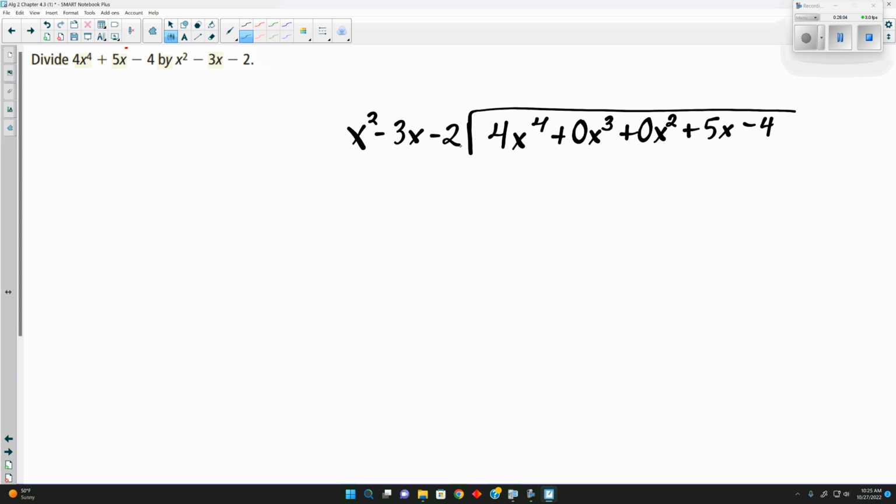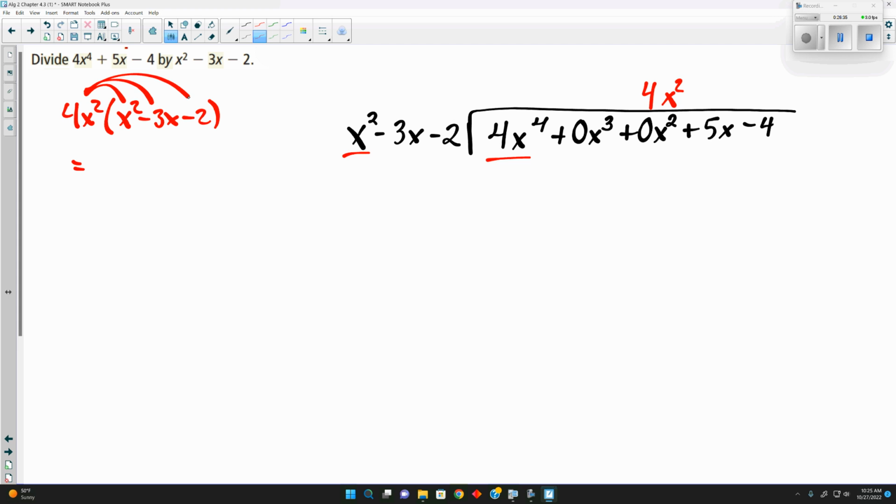So the first thing we're going to see is what times x squared gives me 4x to the fourth? X squared is going to be part of it. 4x squared. Because 4x squared, 4 times 1 would give us the 4. The x squared times x squared would give us x to the fourth. So we're going to multiply 4x squared by x squared minus 3x minus 2.